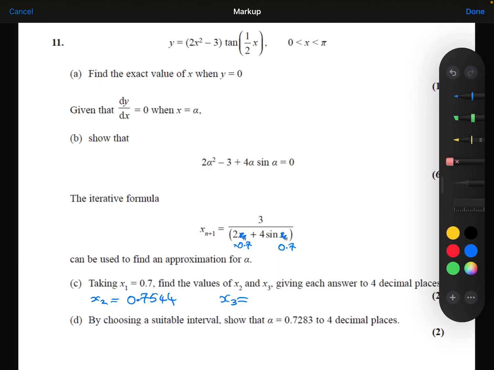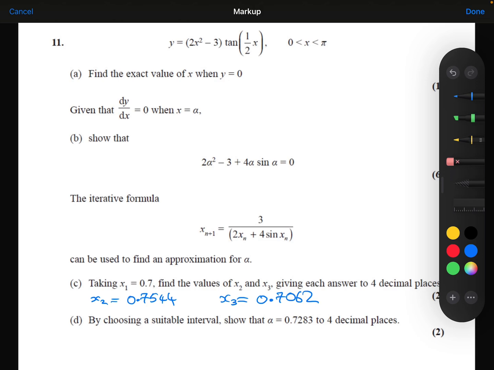To get x3, I am now going to substitute my answer into the iterative formula. So 3 divided by 2 times answer plus 4 sine answer. Obviously the calculator is going to pick up that this is my answer from the previous calculation, to find that x3 is equal to 0.7062. So that's my x3. Moving on to part D now.